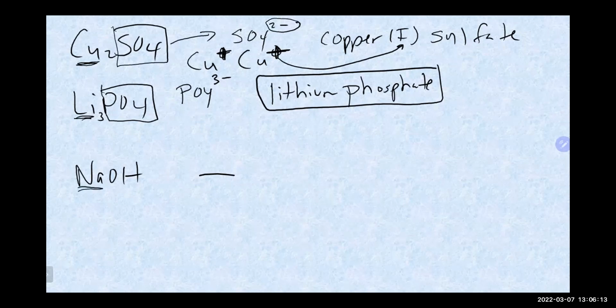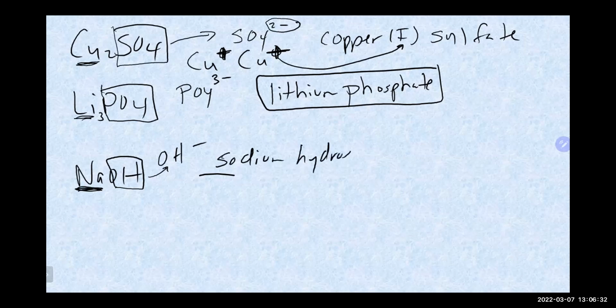NaOH: Na is sodium, OH is OH-, which is a polyatomic ion. Here, sodium again is a type 1 metal, which means you don't really have to figure out the charge. We already should know that the charge is +1, and that means it would be sodium hydroxide, the whole name of the polyatomic ion in this particular case. Any questions on that one there?